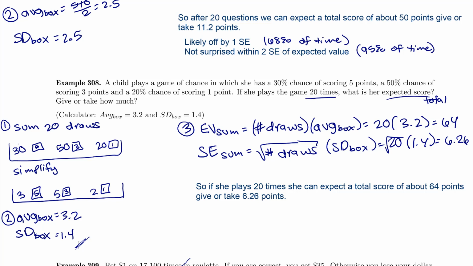Now, what's my total? The average and standard deviation tell you what to expect with one time. The expected value and standard error tell you what to expect when you play 20 times and you count it all up, you find the total.